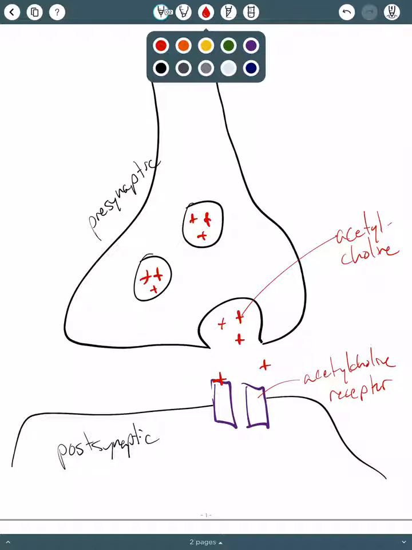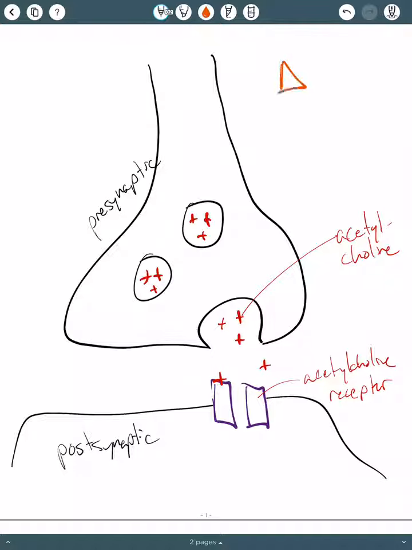Now, what happens when nicotine is in the synapse? When you smoke, or chew tobacco, or when you vape nicotine liquid, or otherwise get nicotine into your bloodstream, it goes everywhere. It goes all over the brain, including into some of these synapses.